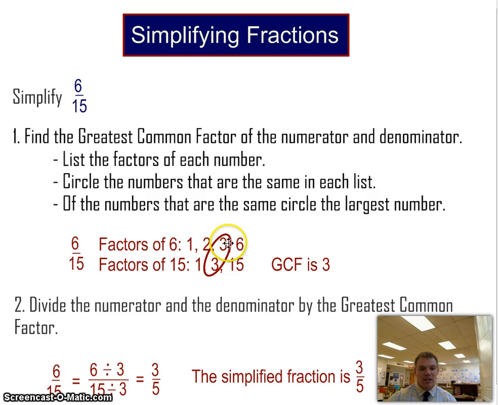Once we know what our greatest common factor is, all we need to do is divide the numerator and denominator by the greatest common factor. So we divide 6 divided by 3, which gets us 2. And 15 divided by 3, which gets us 5. And the simplified fraction is 2/5.